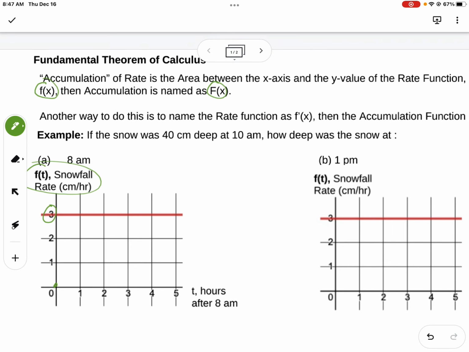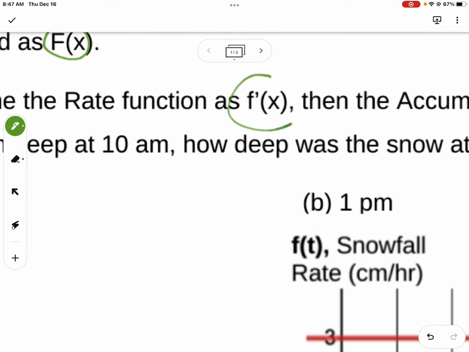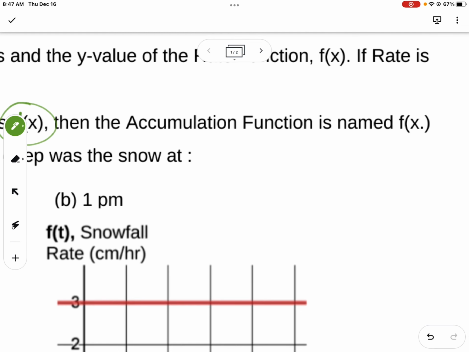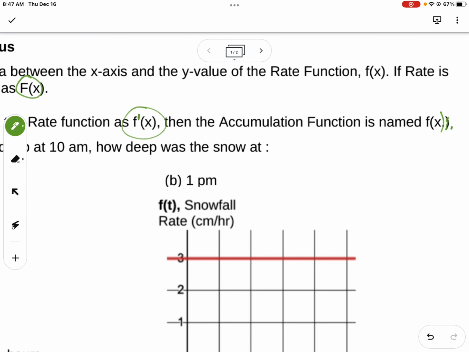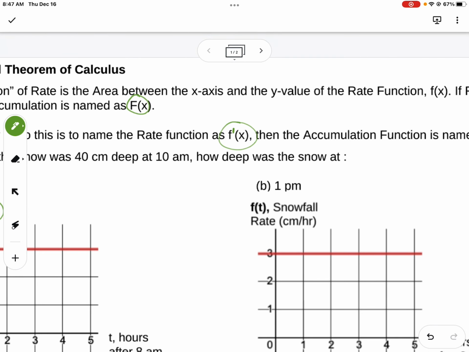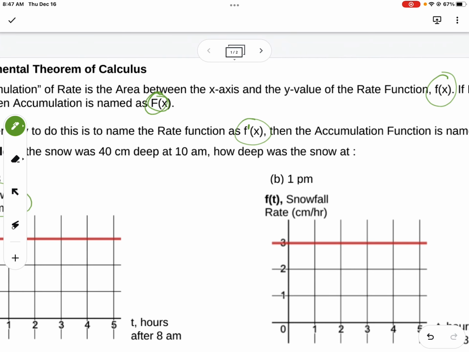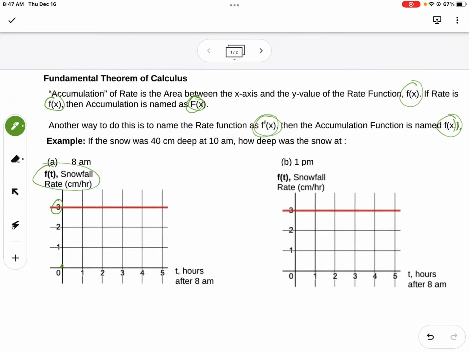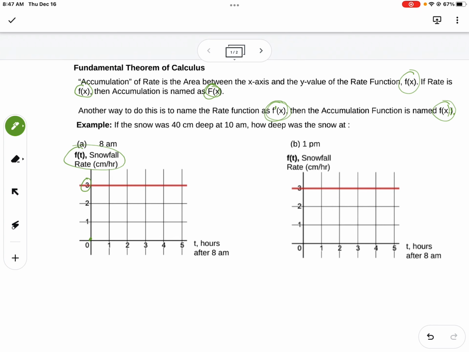Similarly, this is a special calculus thing, if we name the rate function f prime of x, then the accumulation function is named just f of x. Just f of x. So if rate is small f, accumulation is big F. If rate is f prime, accumulation is f. These two functions are very related. So let's go through this.